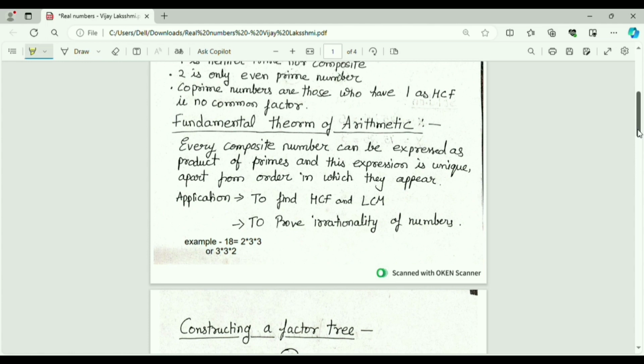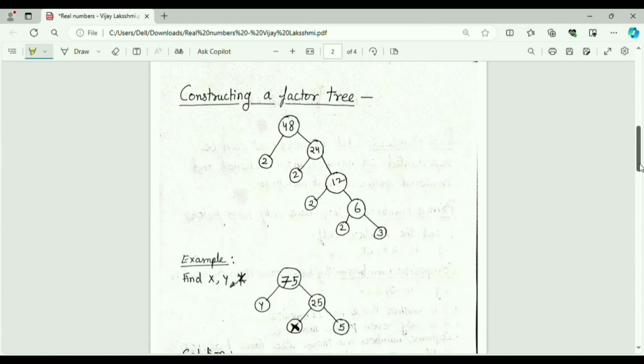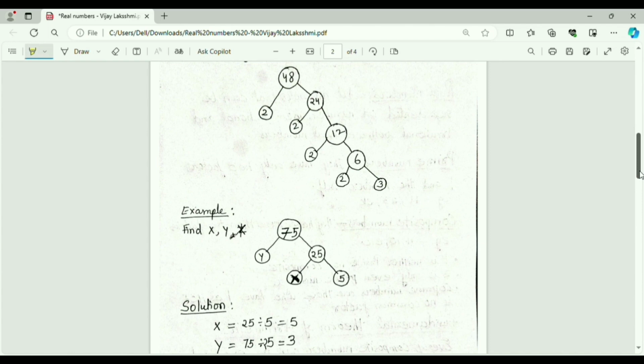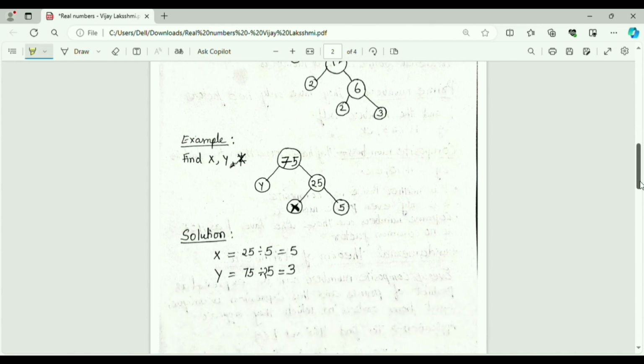Firstly, we will use it to find HCF and LCM. Secondly, we will use it to prove irrationality of numbers. Next, construction of a factor tree. Factor tree, as we have learned in our earlier classes how to make a factor tree. But we get some questions, like in the example you can see an incomplete factor tree and you have to find the missing variables. By method of prime factorization, you can find the missing variables, like in the example on the screen you can see.